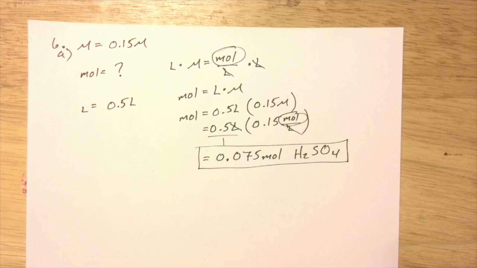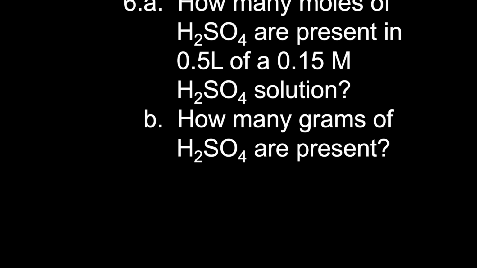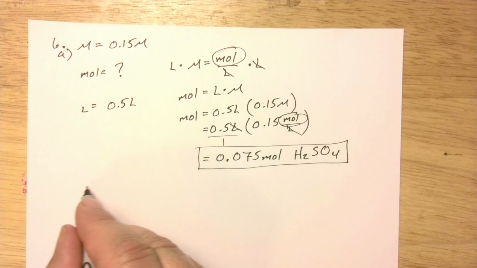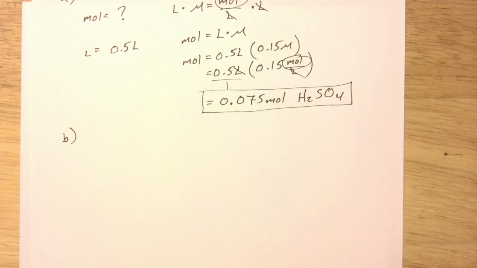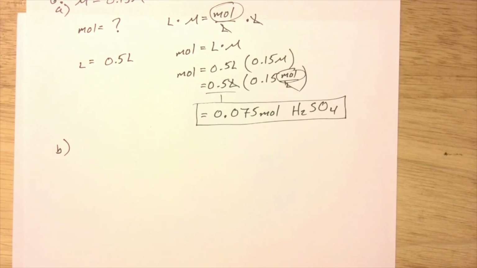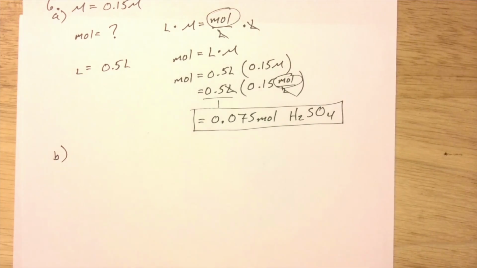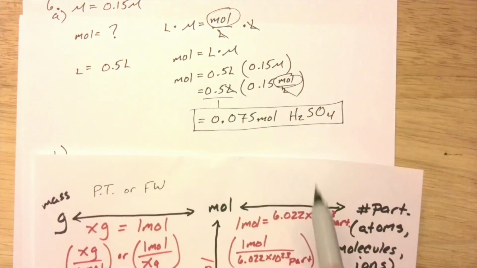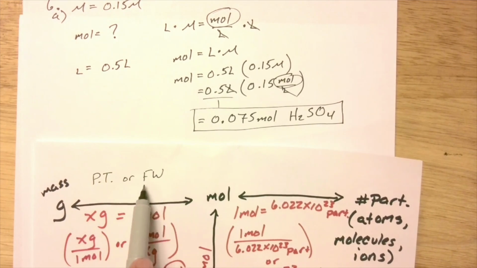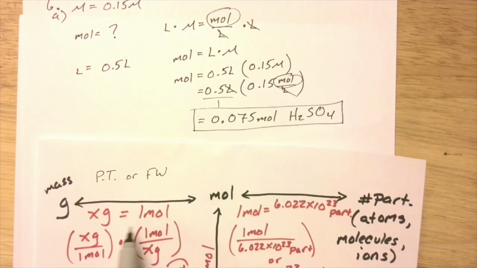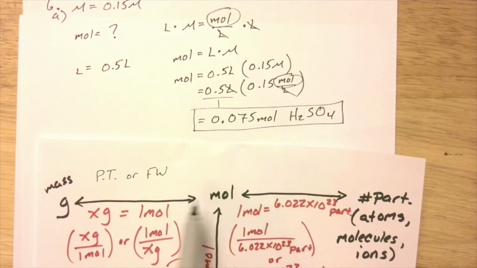Now for part B, we're going to take this one step further. Part B: how many grams of sulfuric acid are present? So it's asking how many grams, or the mass, of the sulfuric acid. And this is where we go back to this. We have the moles, and we need to find out how many grams. So we need to find the conversion unit, or the formula weight, for sulfuric acid in order to go from moles to grams.